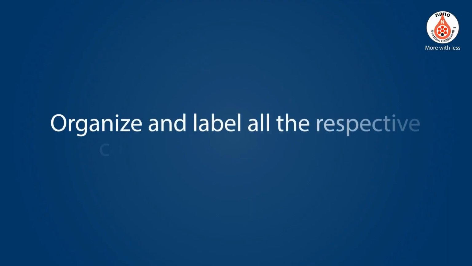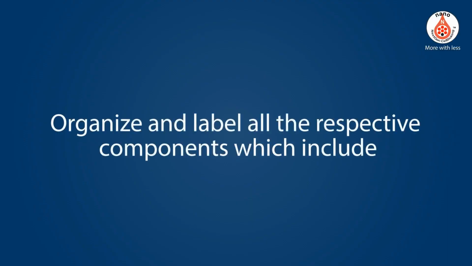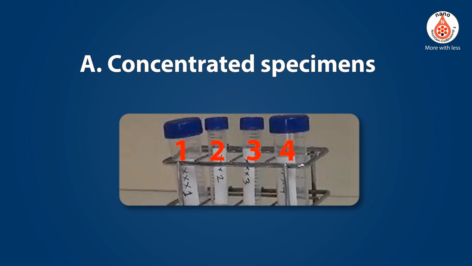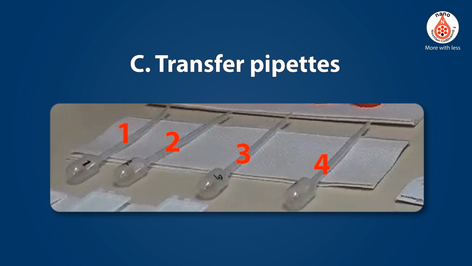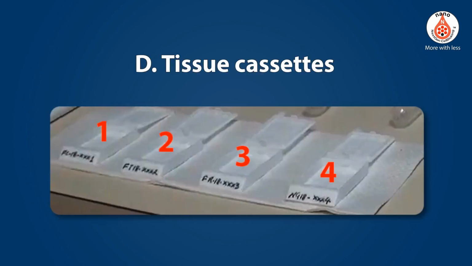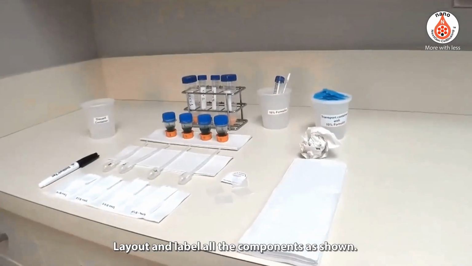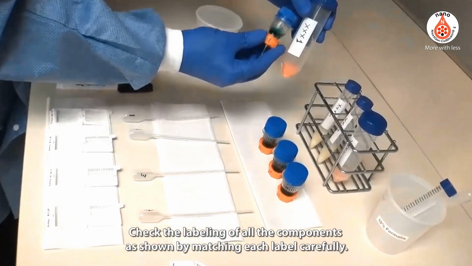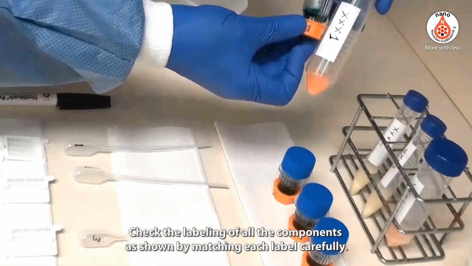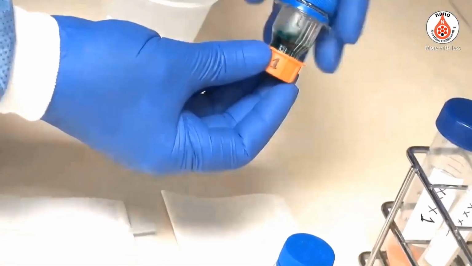Organize and label all the respective components, which include concentrated specimens, nano next-gen cell blocking units, transfer pipettes, and tissue cassettes. Lay out and label all the components as shown. Tissue paper covers are removed in advance from the envelope pack using dry gloved hands. Check the labeling of all the components as shown by matching each label carefully.